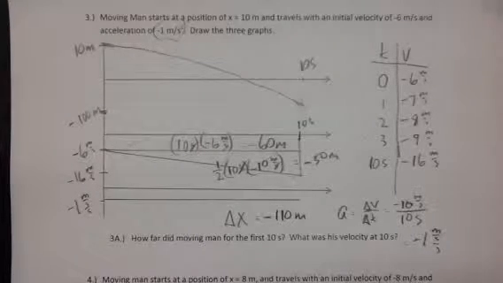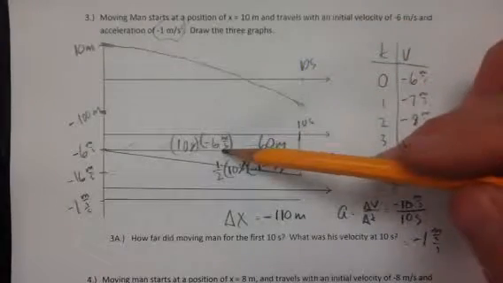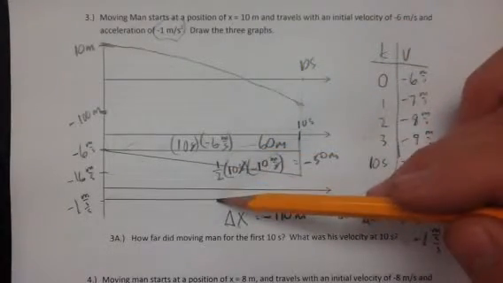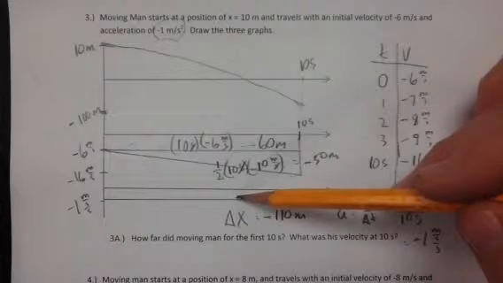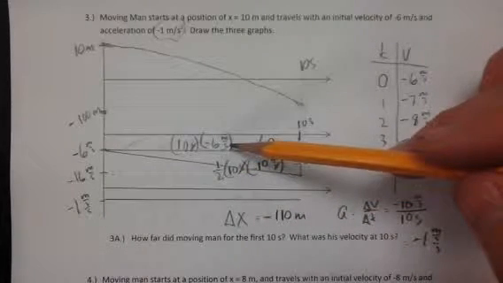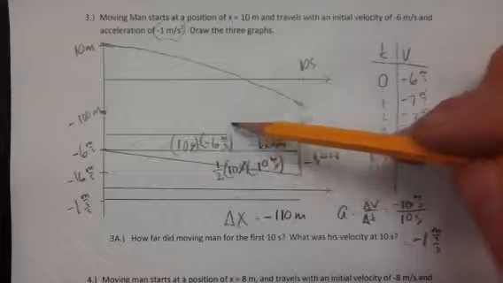All right, those are the three graphs. Once again, the slope of this graph gives you this graph. The slope of this graph gives you this graph. The area of this graph gives you the change of velocity. The area of the velocity graph gives you the displacement.